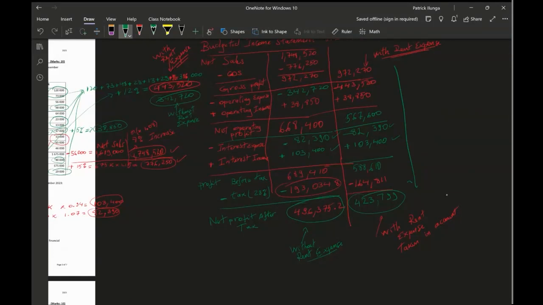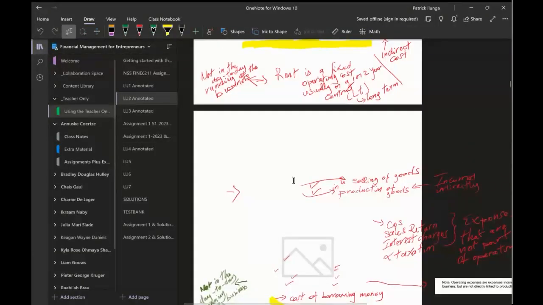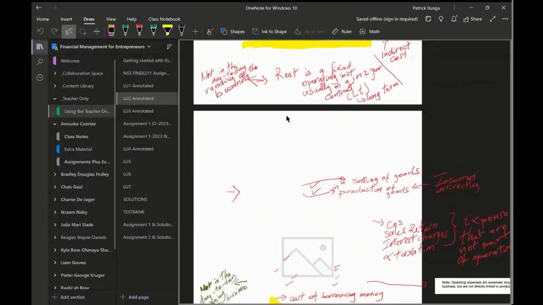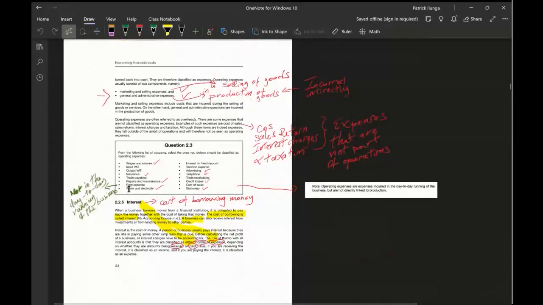The one that the majority of people did is this one, but some of you also did it without the rent expense. It's not affecting your marks. Your marks were just as fine as they were. If you put the rent expense, or if you don't, it's fine. But why is that? Because of the theory, even in the annotated notes that I shared with you. We were talking about the rent expense in learning unit 2, question 2.3. There was even a question in the chat: do we add the rent expense, yes or no?